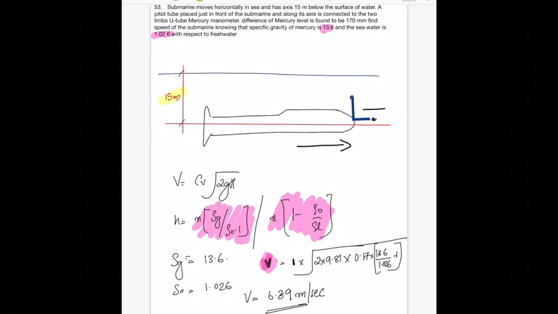Okay, now all the problems related to venturimeter, orifice-meter, pitot tube are done. Now we shall see the problems related to orifices.